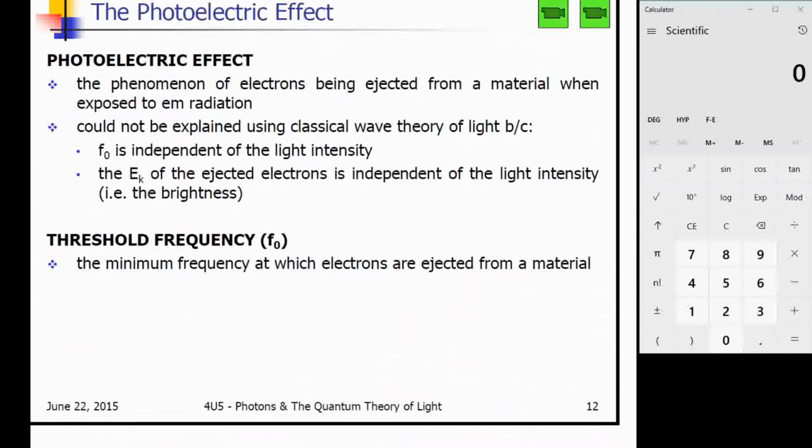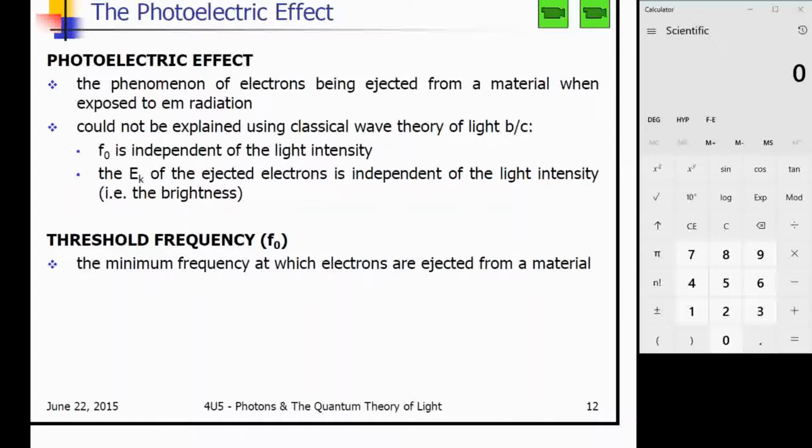So copy this down here. You'll need to explain this for tests. The photoelectric effect: what is it, and why was it not explained well using the classical theory of light? So the phenomenon is the phenomenon of electrons being ejected from a material when exposed to light or electromagnetic radiation. It was not able to be explained using the classical wave theory of light.